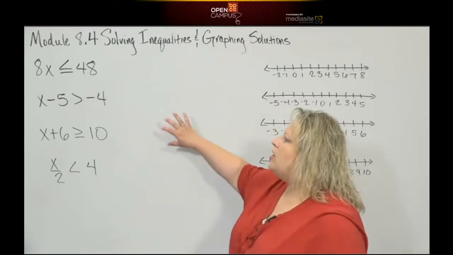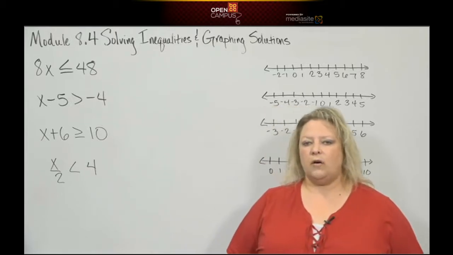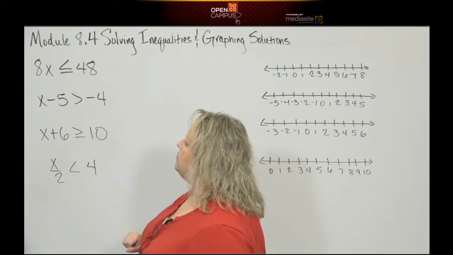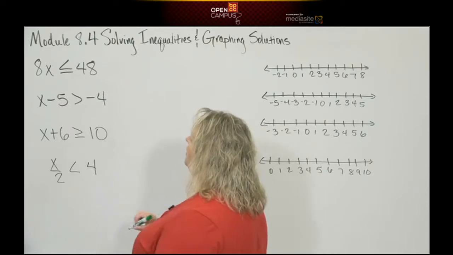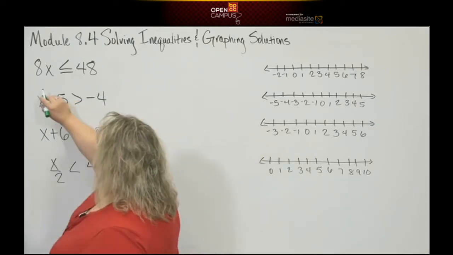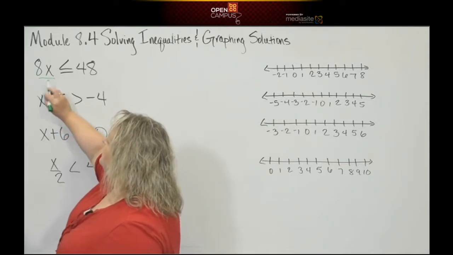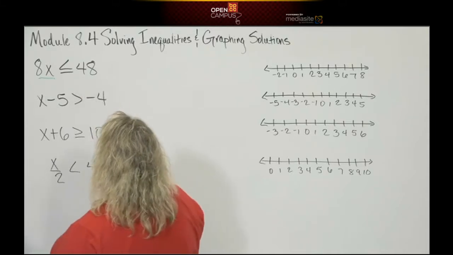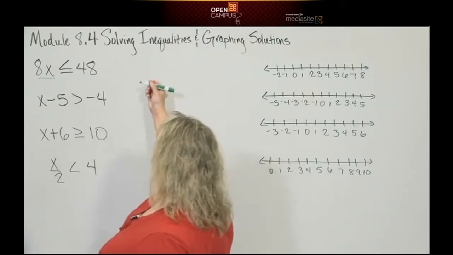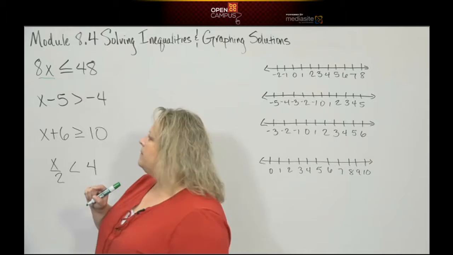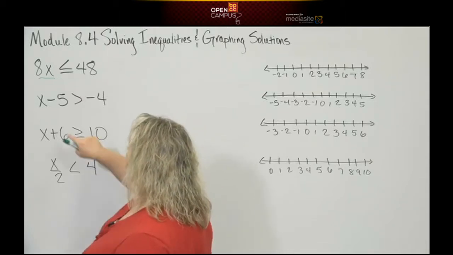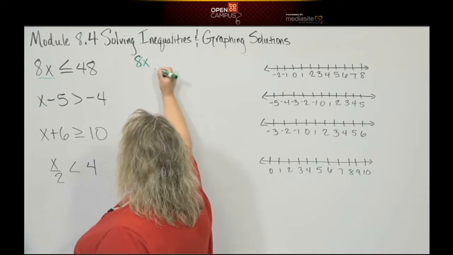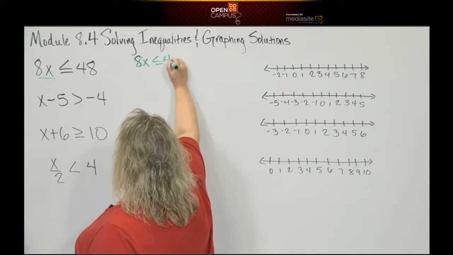Okay, here are the inequalities that we're going to solve with this particular lesson. We have 8x is less than or equal to 48. Let's solve that one. So this is what we call multiplication, right? Because 8 times x, that would be 8x, less than or equal to 48. So when we go to solve this, we have one step, and that one step is to isolate our x. So let's do that. We have 8x less than or equal to 48.